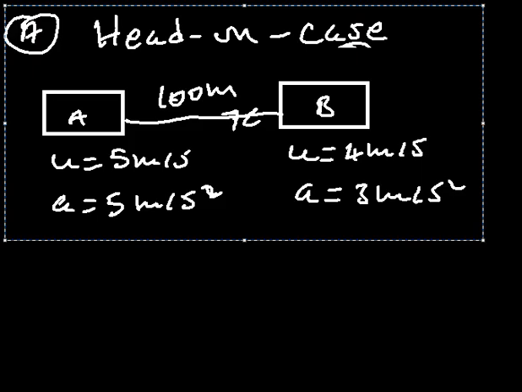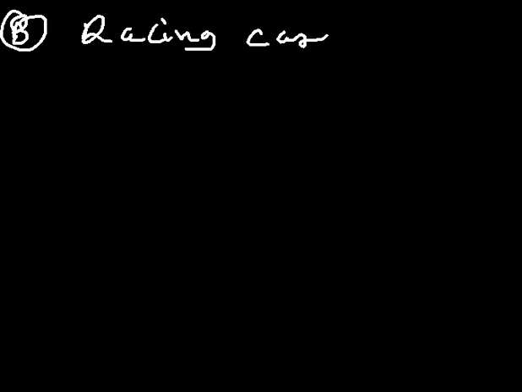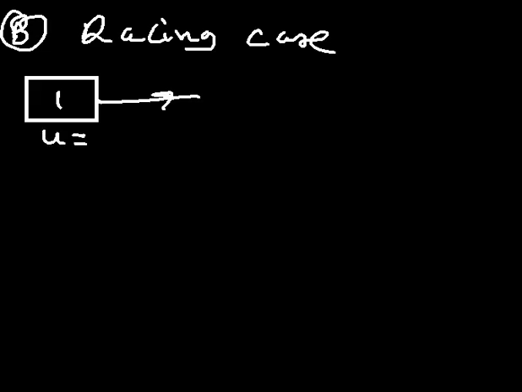And what is another application you should understand? The other one is what we call the racing case. That is application B. So what is this? Let's say we have two objects. Let's say this is object 1, and that is moving towards this direction, and say it has an initial velocity given as L, and let's say it is moving at a constant rate of, let's say, 4 meters per second squared.